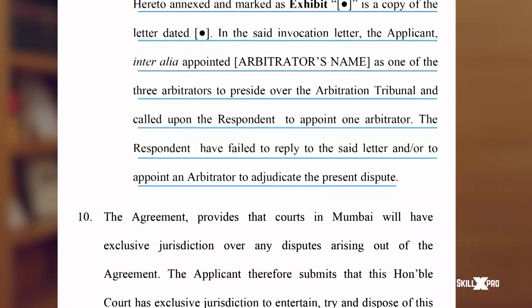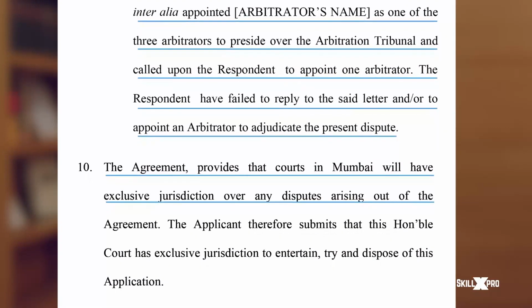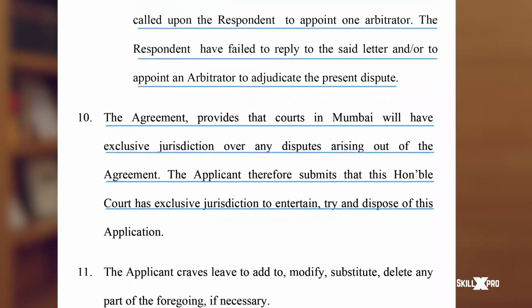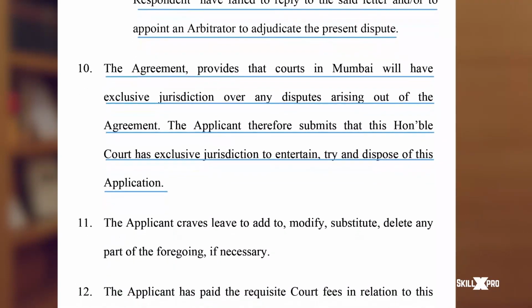The agreement provides that the courts in Mumbai will have exclusive jurisdiction over disputes arising out of the agreement. Here you have to mention the courts in Mumbai have exclusive jurisdiction because the arbitration clause must have encapsulated Mumbai as the seat of the arbitration. The applicant therefore submits that this honorable court has exclusive jurisdiction to entertain, try, and dispose of this application. This is your clause which says that Mumbai courts will have exclusive jurisdiction.